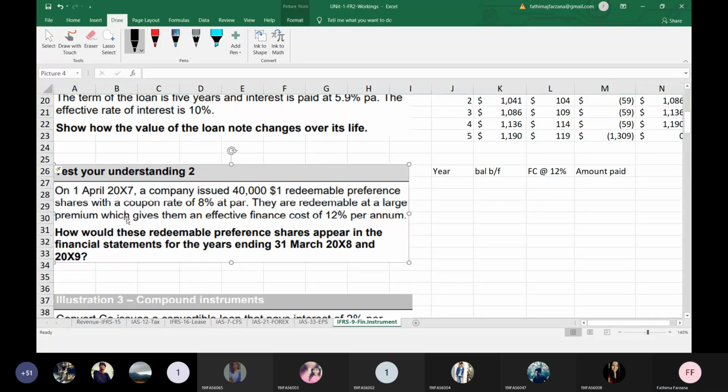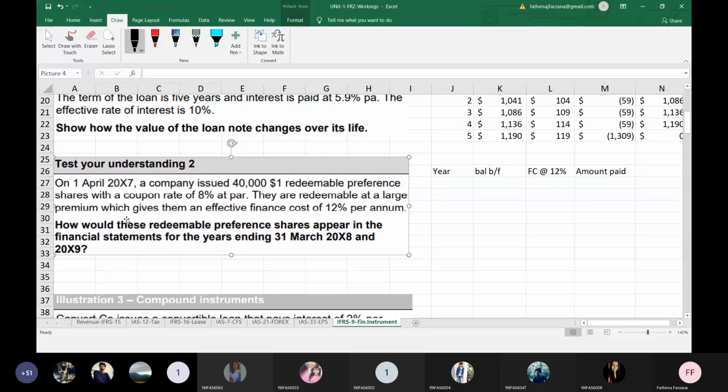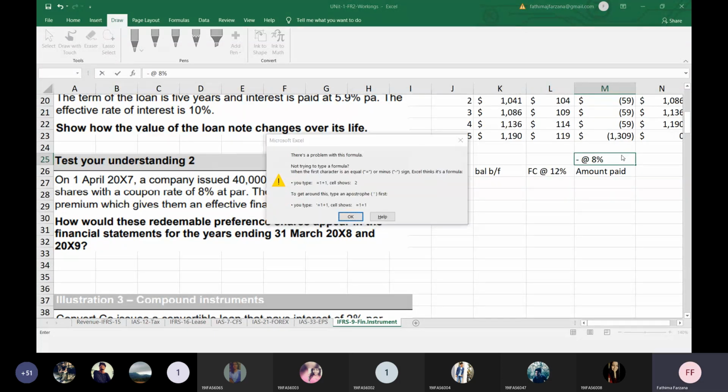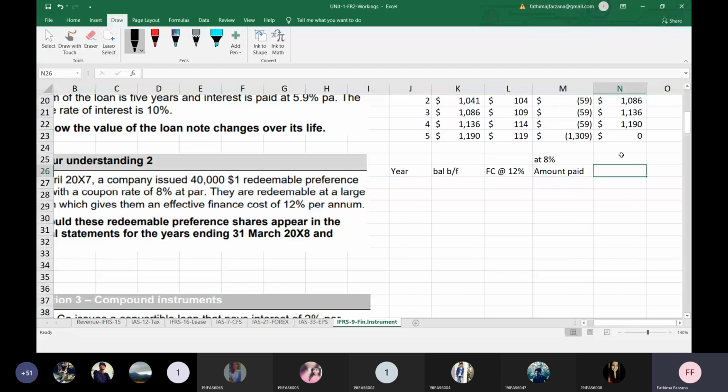So amount paid. It will be paid at 8%. And then we'll be having the closing balance, that is balance CF.